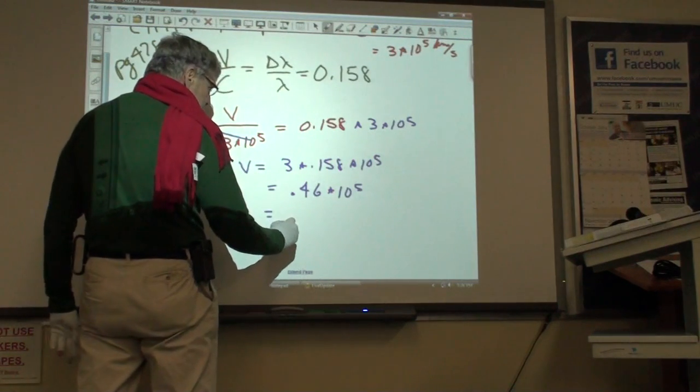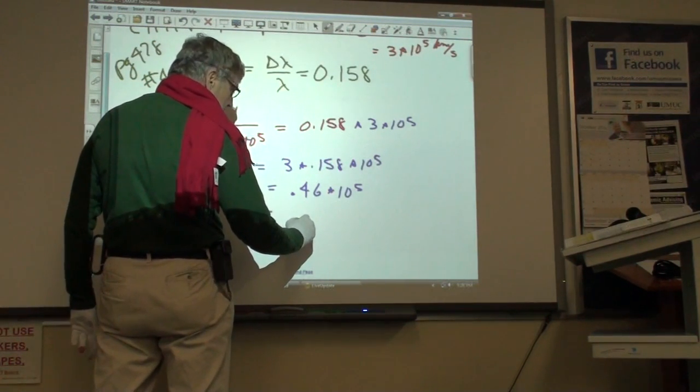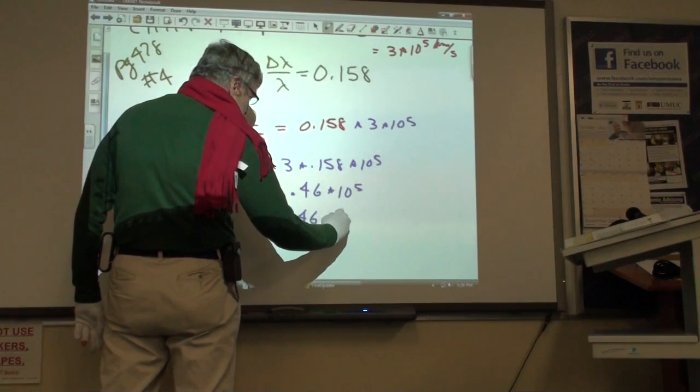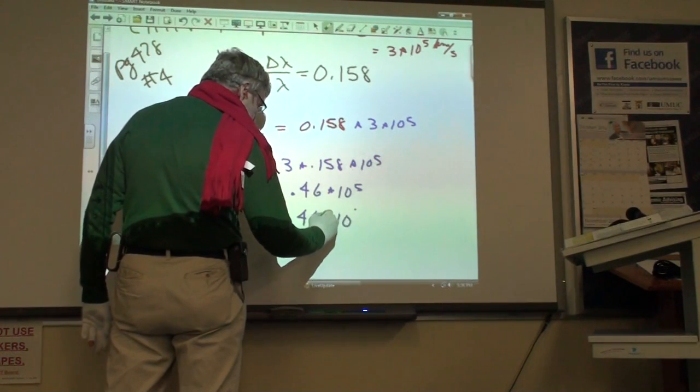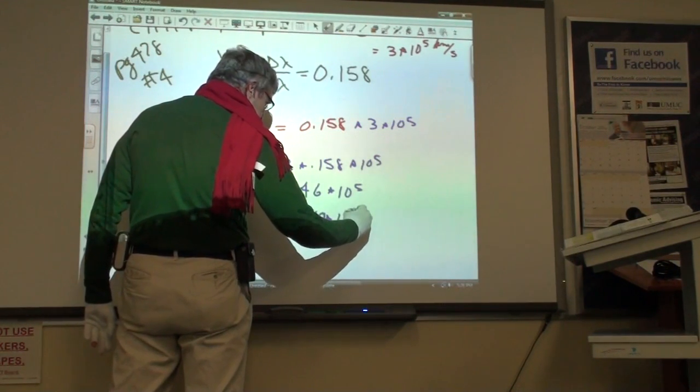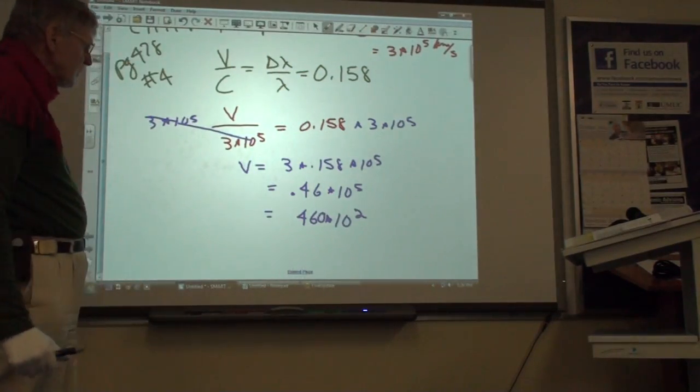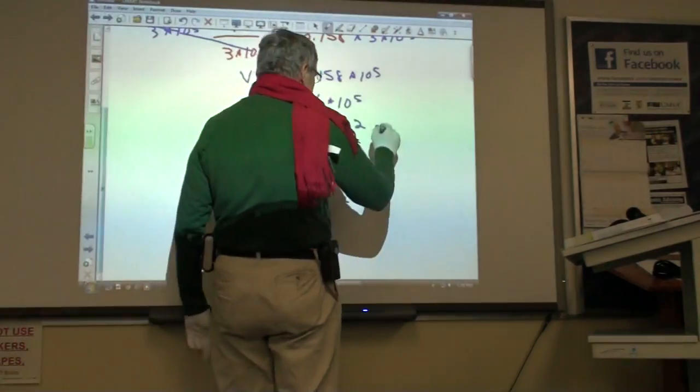And we move that 2 decimal points, and we're going to get 46 times 10 to the 3rd. Well, let's move it 3 decimal points, 460 times 10 squared. So this is now in kilometers per second.